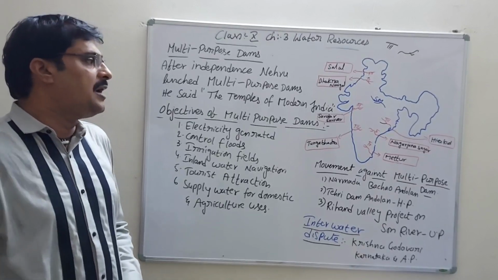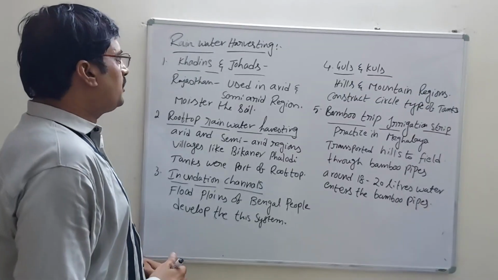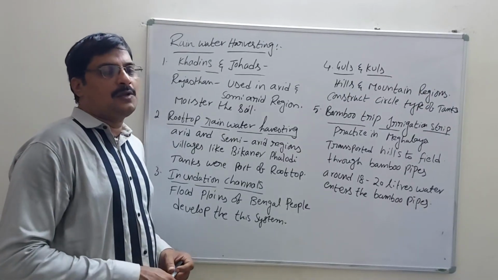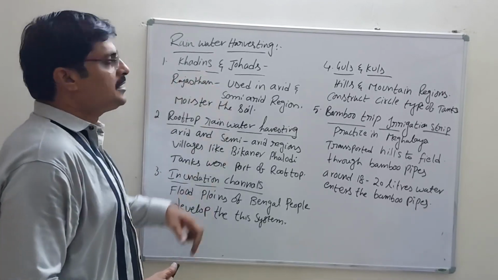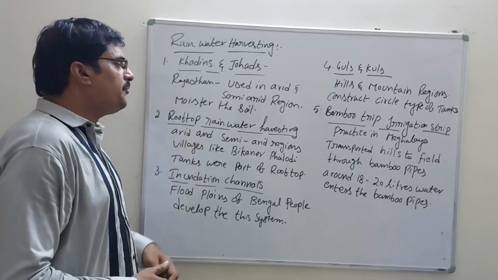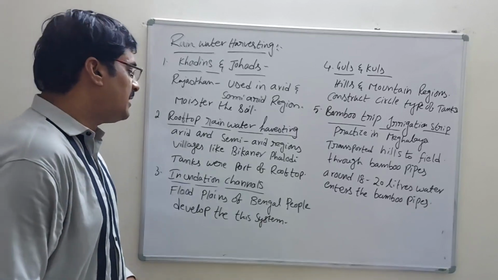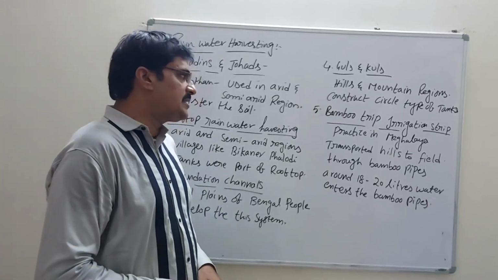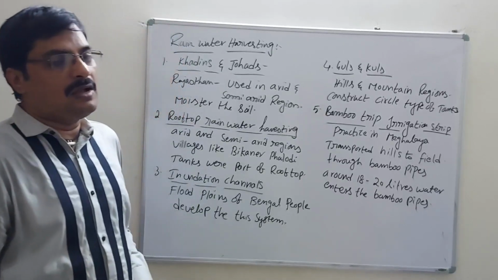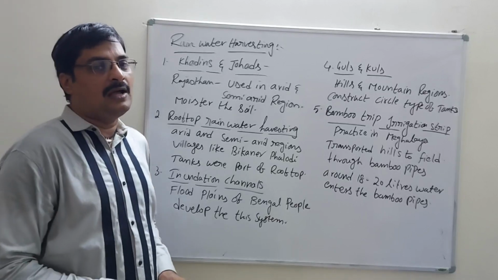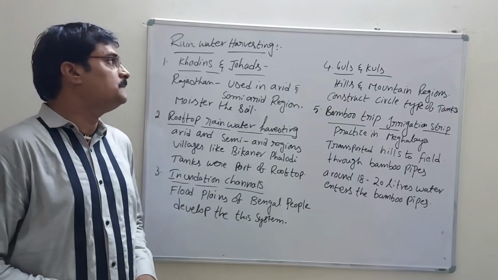So next we have one more topic, rainwater harvesting. There are five methods used in our country. The first is Kandins and Johads, then rooftop rainwater harvesting, inundation channels, and guls and kuls, and bamboo drip irrigation. These are the five methods used in different areas for rainwater harvesting.